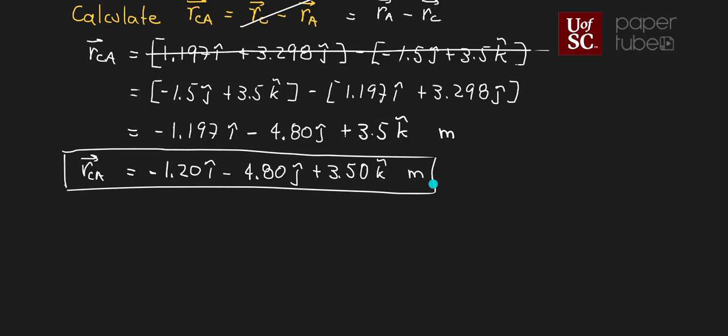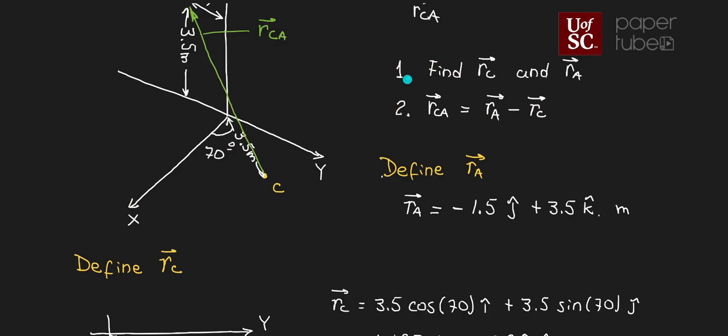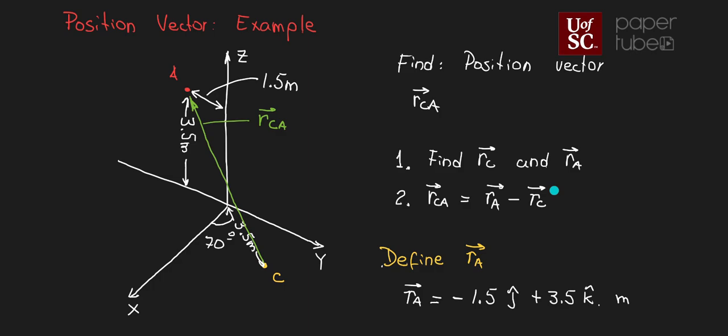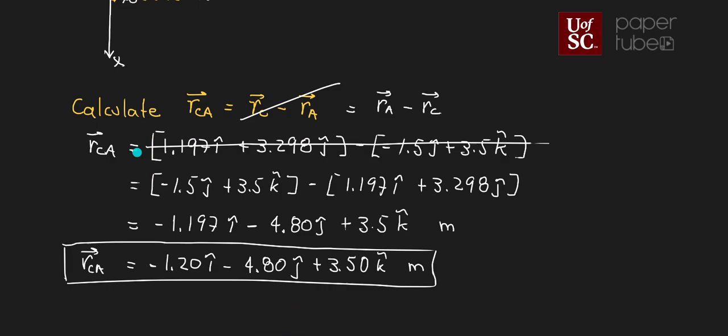All right, so once again, the key for these problems is to first define the position vector for each of the points, and then calculate your position vector one relative to the other one. And remember not to make the mistake that I did, right? The mistake is always put first the vector defining your head and then the one defining your tail. So RA minus RC. So that's what we get.